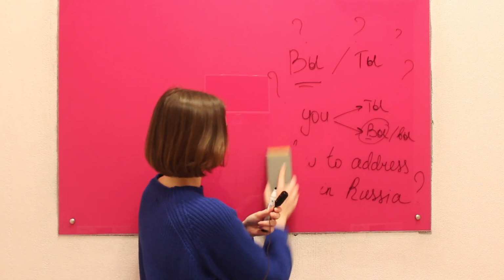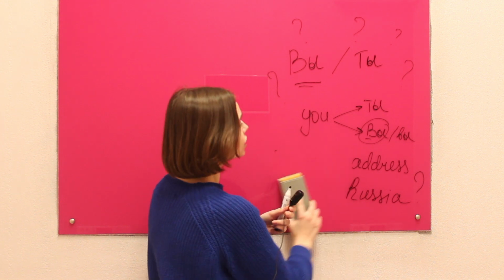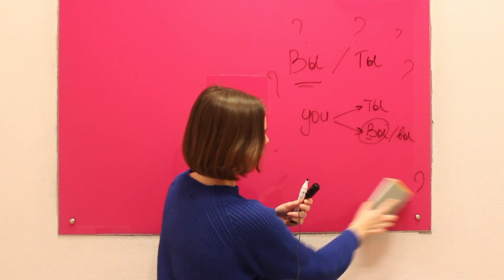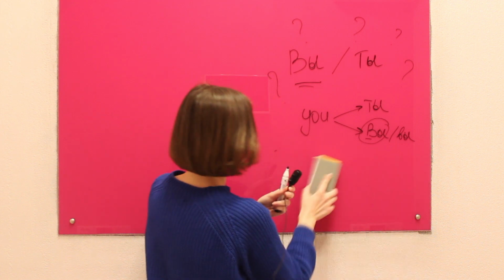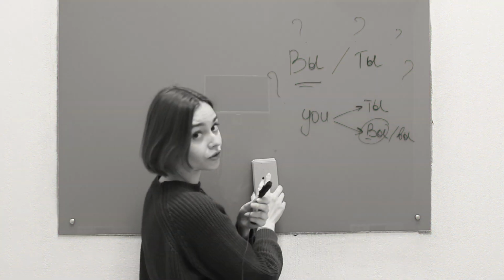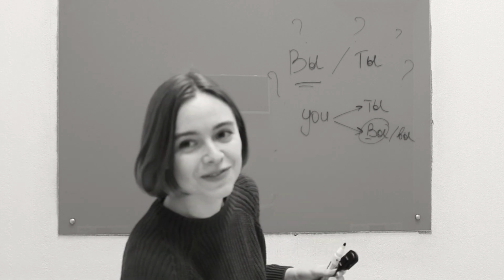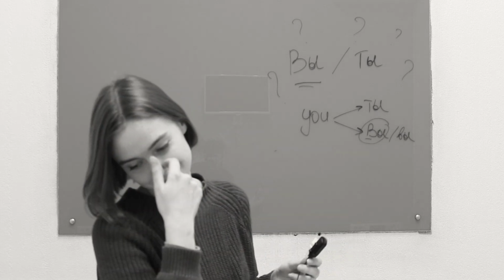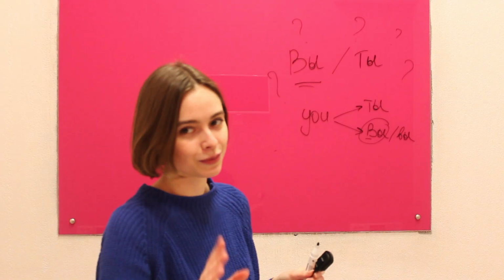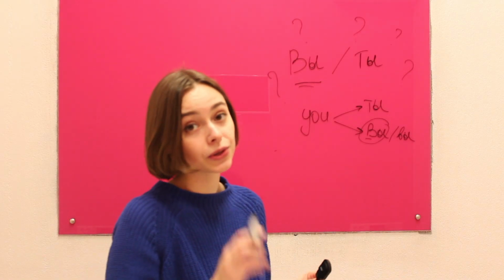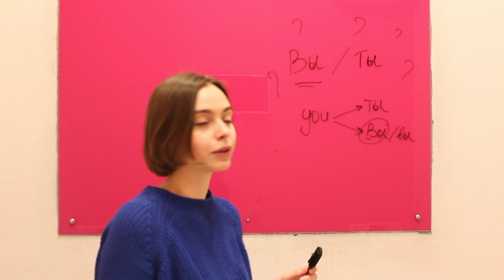And the last thing to know is when you address a person in a polite form. In Russia, we don't only use their first name, but we also use their father's name, a patronymic. So we use a patronymic when we address a person politely in Russia.